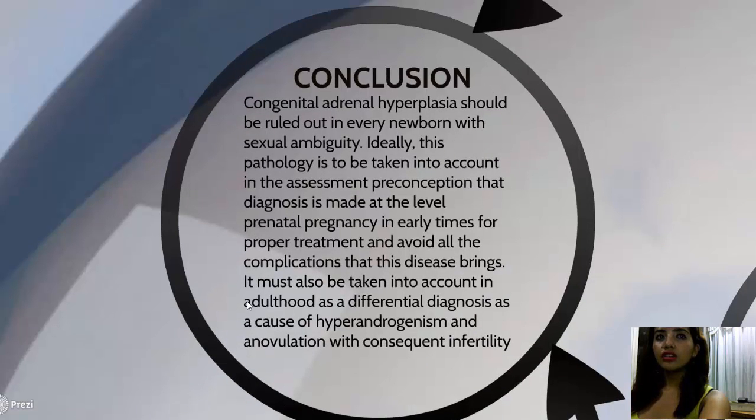Finally, the conclusion is that congenital adrenal hyperplasia should be ruled out in every newborn with sexual ambiguity. Ideally, this pathology is to be taken into account in the preconception assessment so that diagnosis is made at the prenatal level, in early pregnancy, for proper treatment and to avoid all the complications that this disease brings. It must also be taken into account in adulthood as a differential diagnosis as a cause of hyperandrogenism and anovulation with consequent infertility.